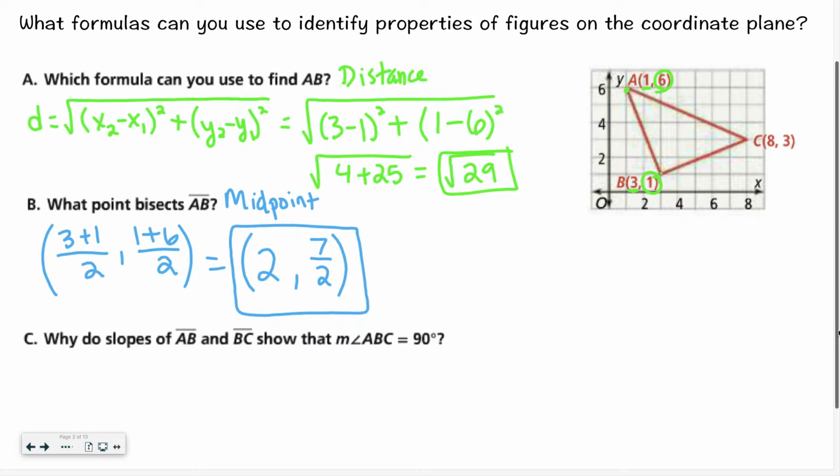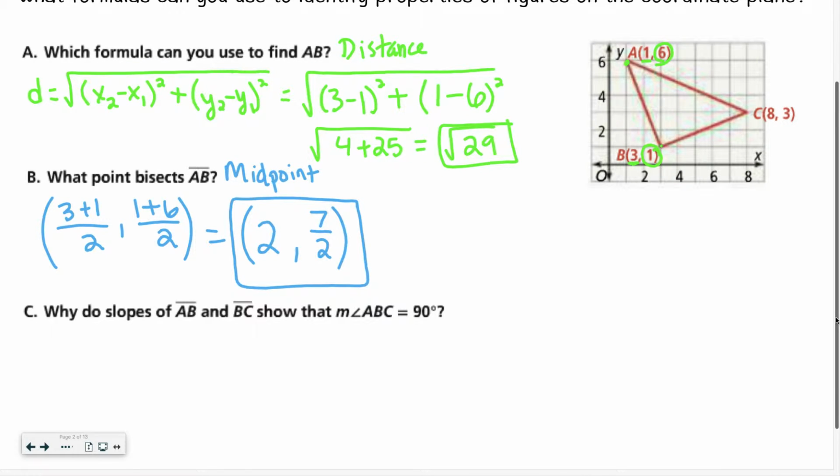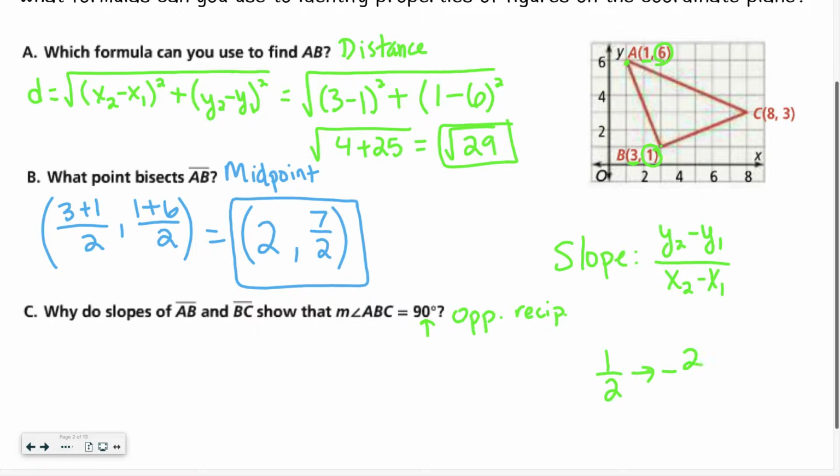Letter C, why do slopes of segment AB and segment BC show that the measure of angle ABC equals 90 degrees? So slope, remember, it's been a while. Slope is y2 minus y1 over x2 minus x1. And if they are 90 degrees, that means our slopes are opposite reciprocals. If you remember, so if I have a 1/2, my perpendicular slope is negative 2 over 1. So that's the situation we're looking for.